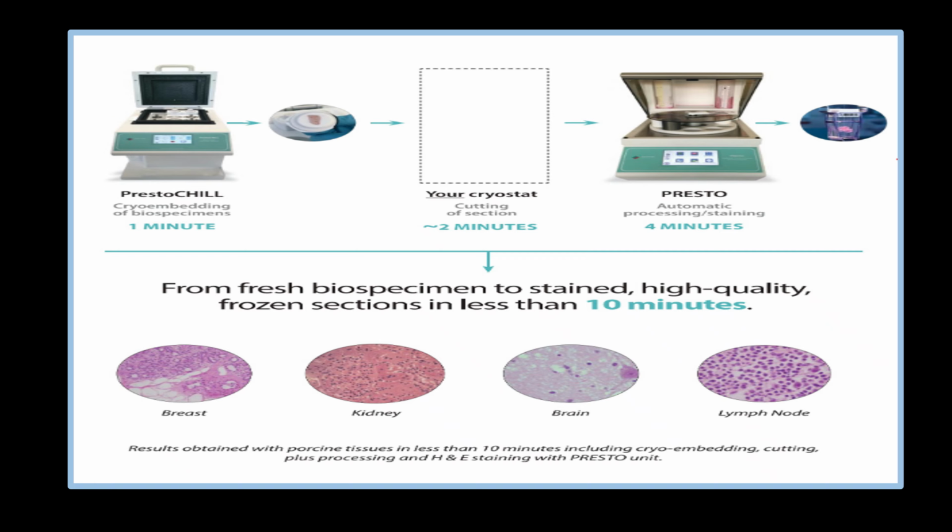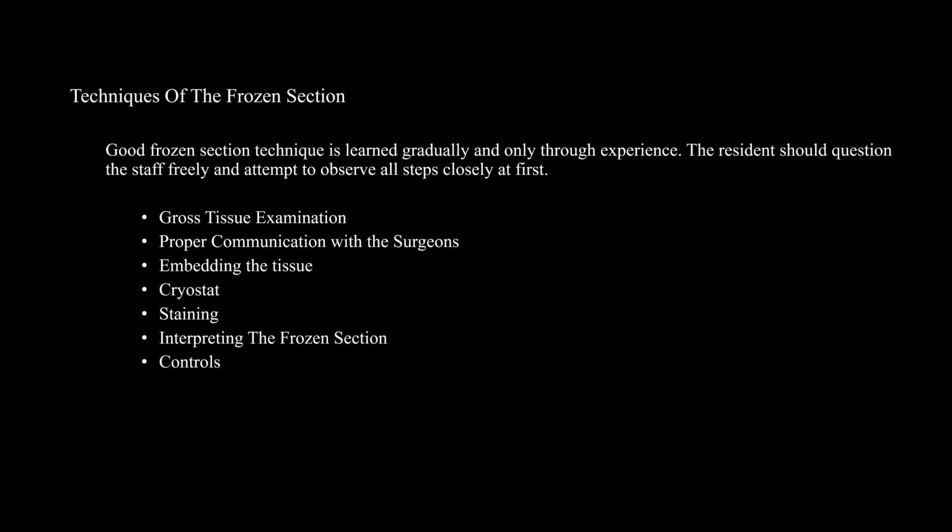Breast, kidney, brain, lymph node. That 1 minute of biopsy means crystalline containing section of 2 minutes. Previously, automatic processing time is 4 minutes. The result for the tissue is in less than 10 minutes, including immediate cutting, the processing and signing with the unit. The technique of fluorescence section, cross-tissue examination, proper communication with the surgeon, immediate signing, the intermittent control.